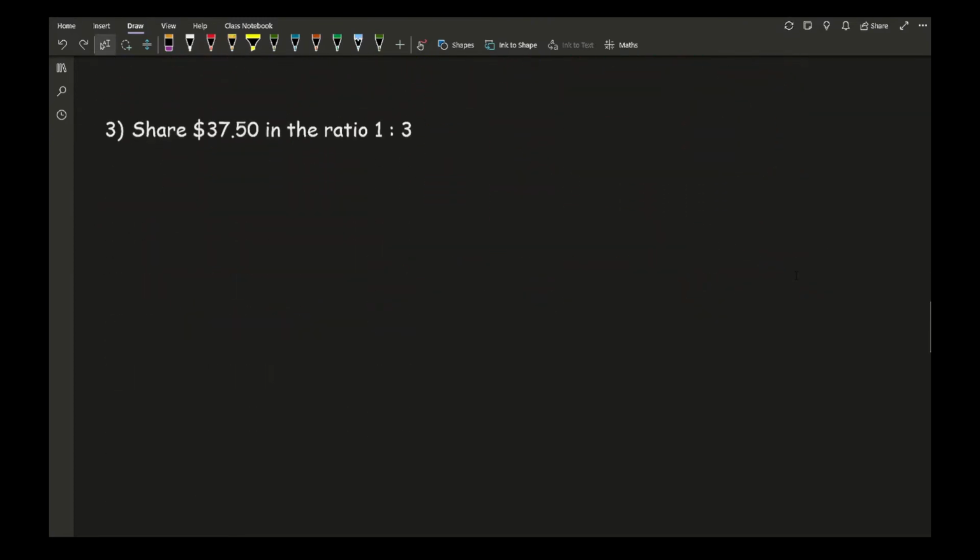So question 3. Here we've got our ratio 1 to 3. Here we're dealing with money, and we've got a decimal answer. So again, step 1, I'm going to add the numbers in the ratio. So I've got 1 plus 3, which is 4. And then step 2, I'm going to do £37.50, or dollars I should say, divided by 4. 37.5 divided by 4 gives me an answer of 9.375.